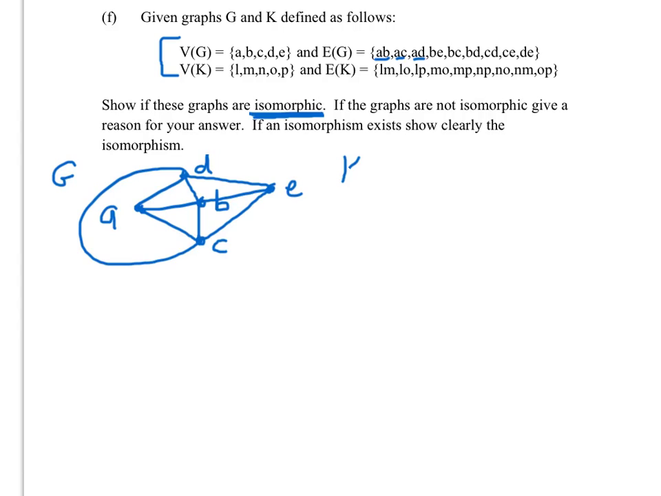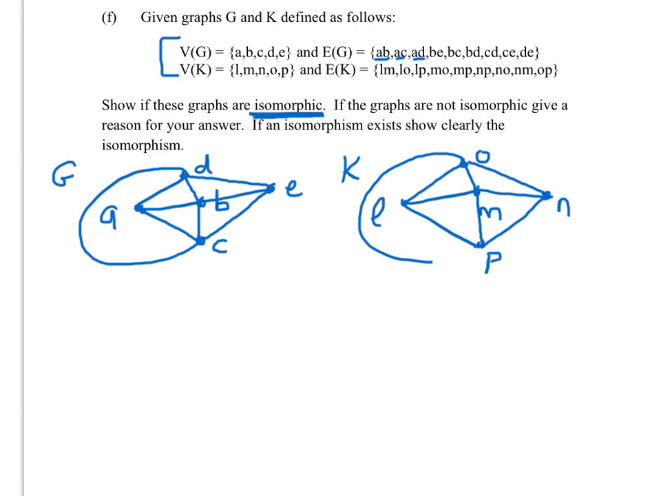The other graph is graph K. So graph K consists of L. So L is connected to M, right? L is connected to O, and L is connected to P. Likewise, M is connected to O, M is connected to P, and N is connected to P. So N, let me put it out there, is connected to P. N is connected to O, and N is connected to M. And lastly, O is connected to P also.